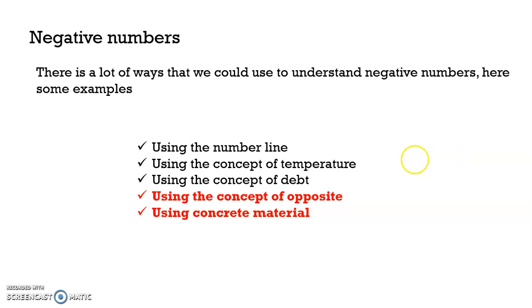Well, the first thing that you have to know is that there are a lot of ways to understand negative numbers. So here we've got some examples. We can understand them by using the number line, or by using the concept of temperature, or using the concept of depth, using the concept of opposite, and using concrete material. Today we're going to use these two. We're going to combine them, and we're going to try to understand negative numbers and the addition of two negative numbers, or the addition with positive numbers.